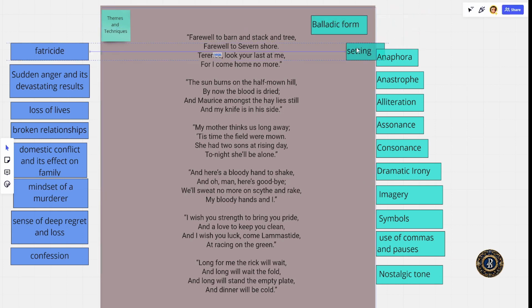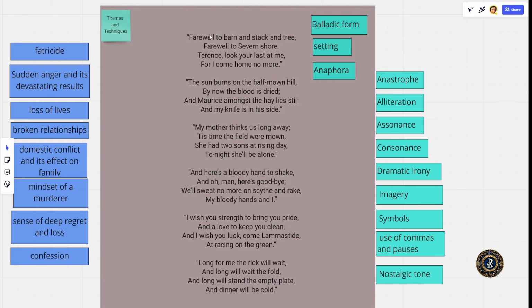The setting of the poem is an agricultural one. It's quite obvious with the use of words like barn, stack, tree, then half moon hill, scythe, rake, and the mention of the festival Lammastide. All these suggest an agricultural setting or background. Now anaphora is the repetition of some words at the beginning of a line.